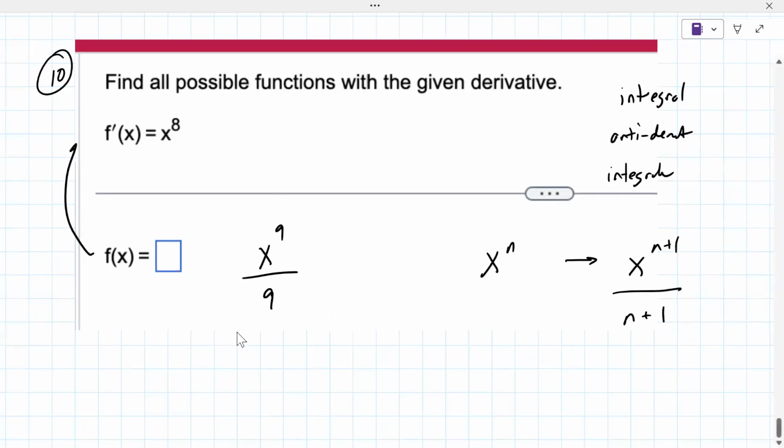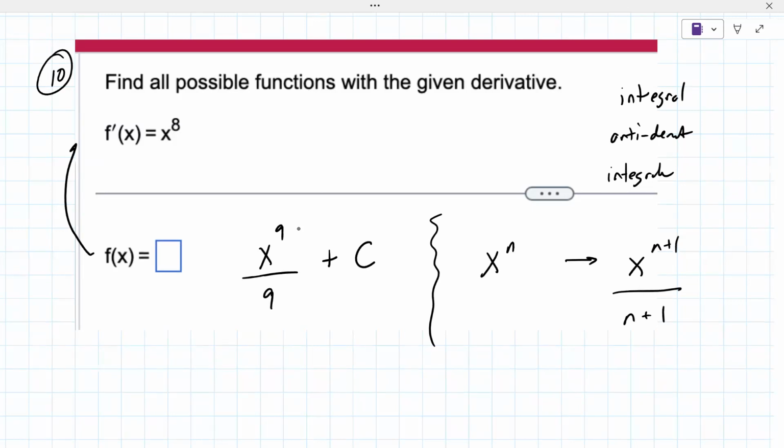Do you agree that this function's derivative is x to the 8th? This is where it gets hard because you have to remember how to take a derivative. You bring the 9 down, the 9 cancels with this 9, then you subtract 1 from the exponent. 9 minus 1 is 8. So it's this. Now, the thing that's new here is that you have to add c.